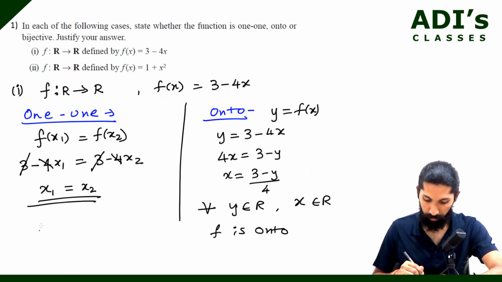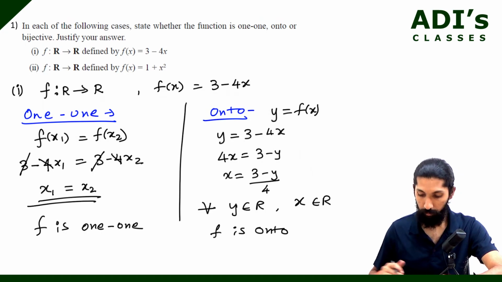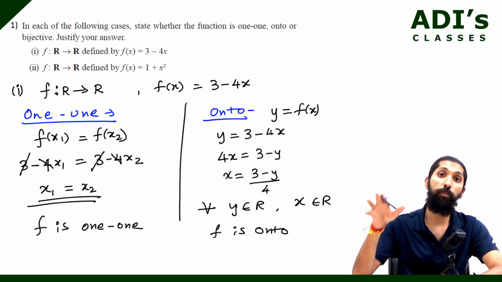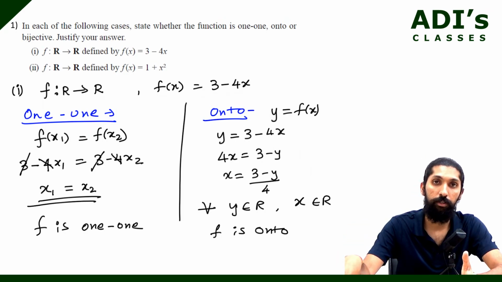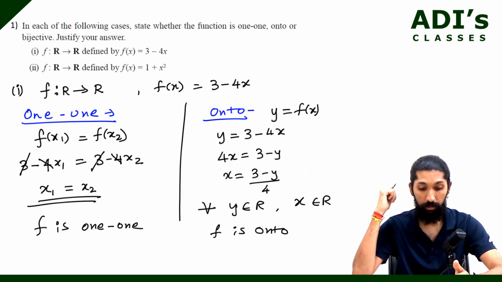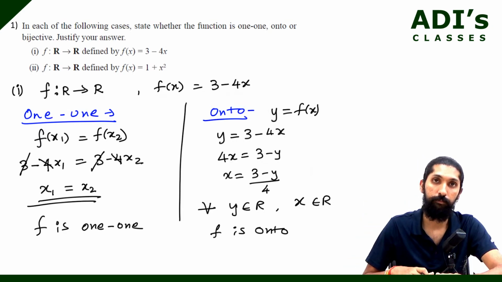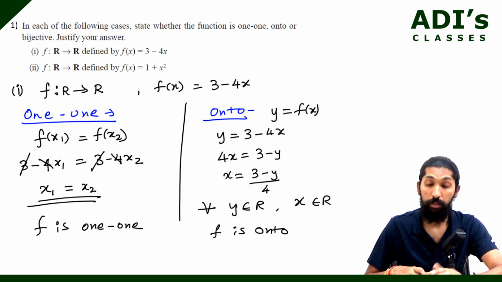And here we proved that f is one-to-one, and f is onto. So if it is both one-to-one and onto, then what type of function is it? It's a bijective function. So the first one here is a bijective function. Fair enough? This is how you prove it.